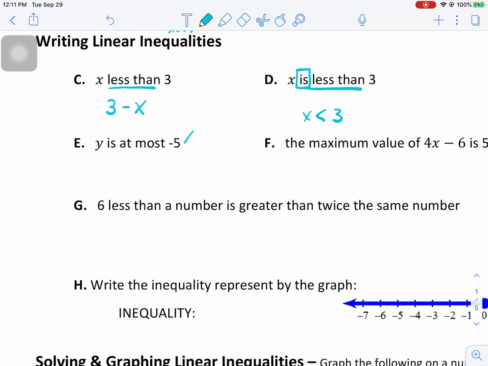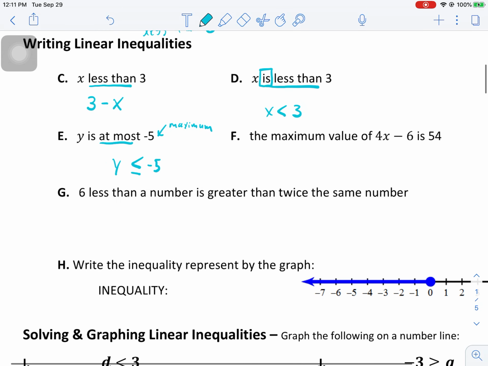Okay, y is at most negative 5. When we say at most, it's talking about a maximum value. So that is saying negative 5 is the biggest thing that we want. So then everything has to be less than or equal to that value. So y is less than or equal to negative 5. The maximum value of 4x minus 6 is 54. So again, we're talking about a maximum. In this case, 54 is the maximum. So we would say 4x minus 6 is less than or equal to 54.